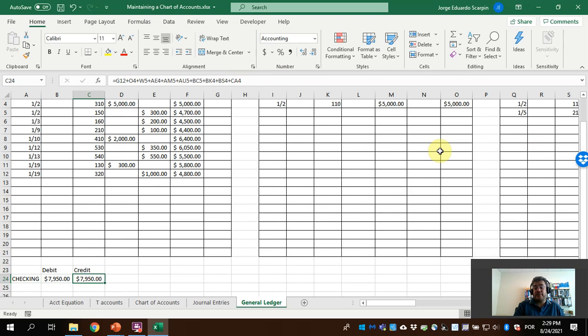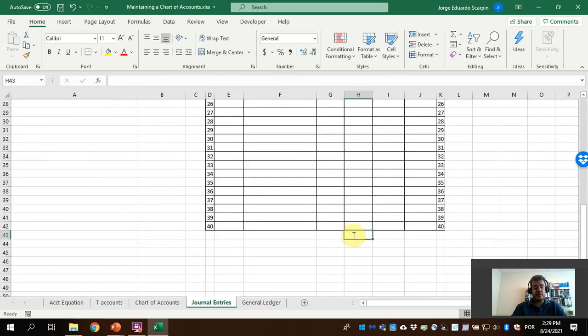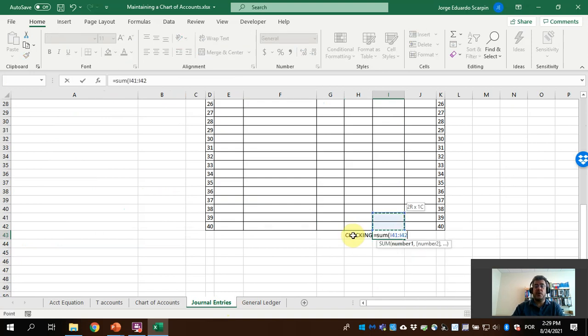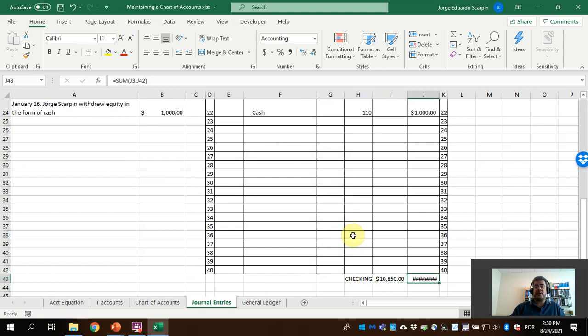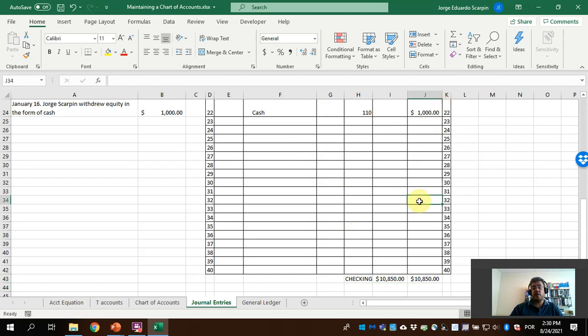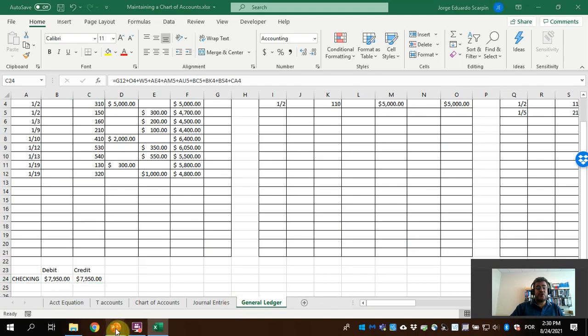As I tell to all of my students, accounting is easy. Algebra, it is much harder. So now our checking is good. And then let's do the checking of the journal entries. And also do a checking here. Equal sum. All of our numbers. And then checking our numbers here as well. Okay, guys. So that's it.